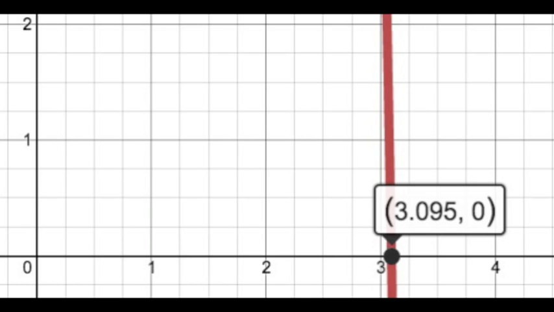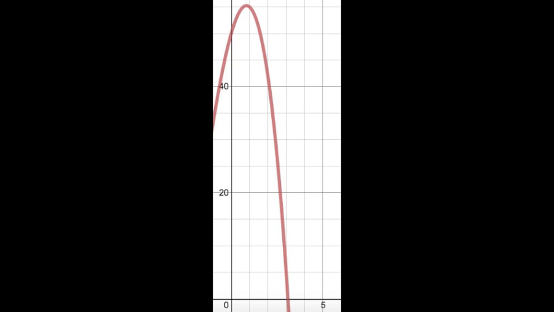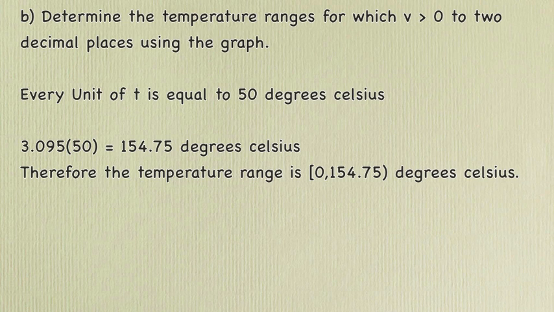Looking at our graph, we can see that it passes through the x-axis at an x value of 3.095. When looking at our graph, the line is above the x-axis, or the viscosity value of 0, until that x-intercept. This means that the range will be from 0 degrees Celsius to our x-intercept calculated temperature. If we look back at the original question, it tells us that every unit of T on the graph is equal to 50 degrees Celsius.